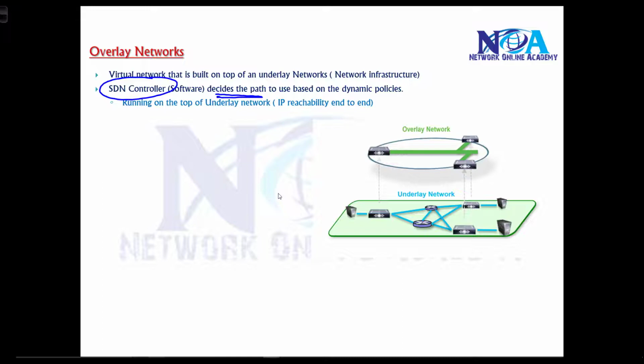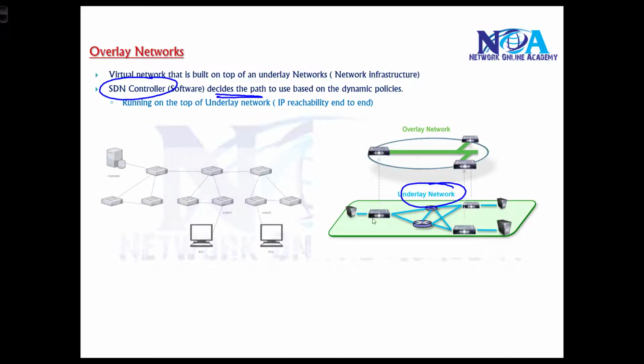For this overlay network to work, of course, in the backend you must have an underlay network built. Underlay means, remember, IP end-to-end reachability. Overlay means the actual path which is used between the two endpoints in your network.